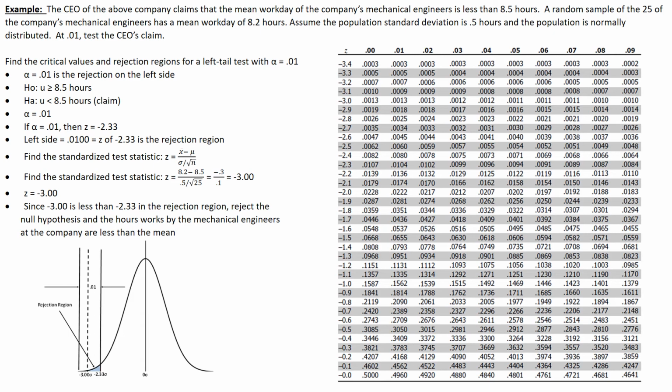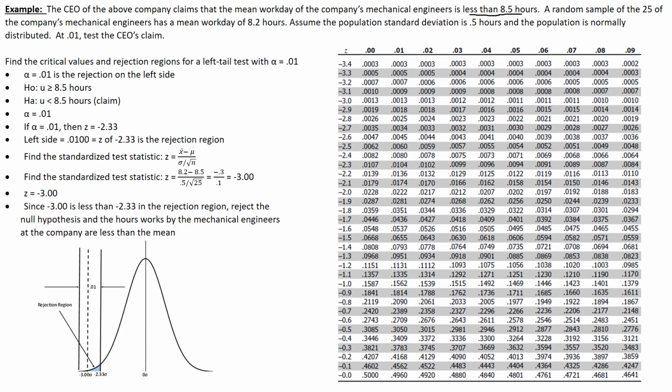Now, sounds like the CEO wants to get even with these employees. The CEO of the above company claims that the mean workday of the company's mechanical engineers is less than 8.5 hours. This boss has run a sample of 25 of the company's mechanical engineers, and they have a mean workday of 8.2 hours, assuming a population deviation of 0.5 hours. The CEO wants to see, at alpha 0.01, a test of the CEO's claim. And the CEO says it's less than 8.5 hours.